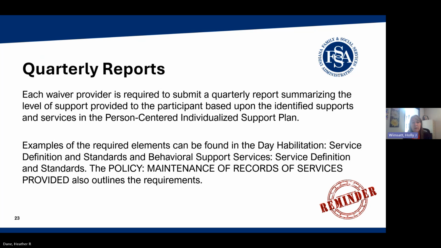Quarterly reports. Each waiver provider is required to submit a quarterly report summarizing the level of support provided to the individual participating in waiver services, based upon the identified supports and services in the PCISP. Examples of the required elements of a quarterly report can be found in the day habilitation service definition and standards, as well as the behavior support services definition and standards, and in the policy on maintenance of records of services provided. Those are places that, as a day hab or behavior support provider, you can find the required elements for those quarterly reports. And providers can post those in the BEADS portal.